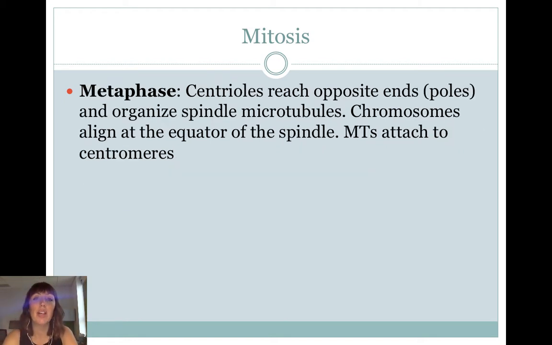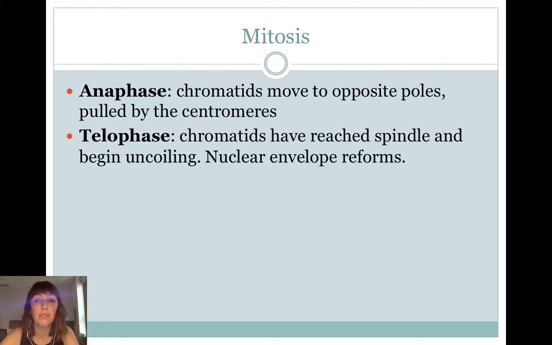Mitosis metaphase: centrioles reach opposite ends or poles, and they're organized by spindle microtubules. Chromosomes align at the equator of the spindle and attach to the centromeres. In anaphase in mitosis, chromatids move to opposite poles, pulled by the centromeres. And in telophase, chromatids have reached the spindle poles and begin uncoiling, and the nuclear envelope reforms.